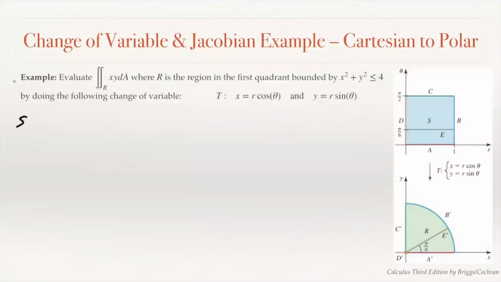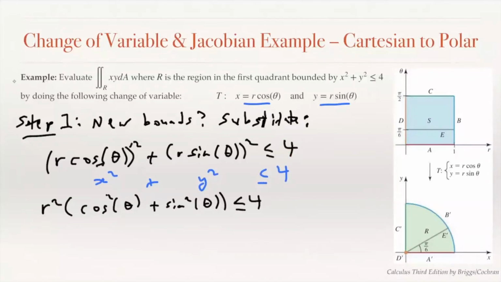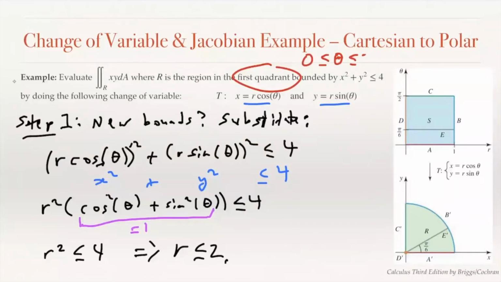Step 1 with all of these problems is to find a new bound. We can do that by substituting. Our original bound was x squared plus y squared less than or equal to 4. We do our substitution, and that's the same as r squared times cosine squared theta plus sine squared theta is less than or equal to 4. And of course, this is 1. So we just have that r squared is less than or equal to 4, i.e. r is less than or equal to 2. And the fact that we're in the first quadrant means that theta is between 0 and pi over 2.